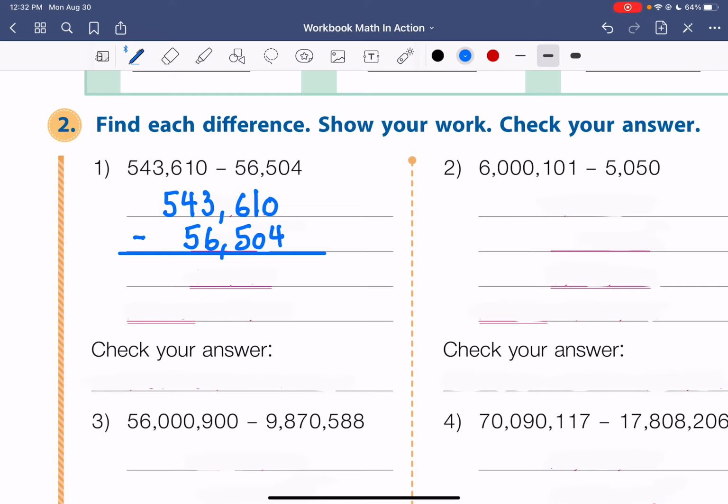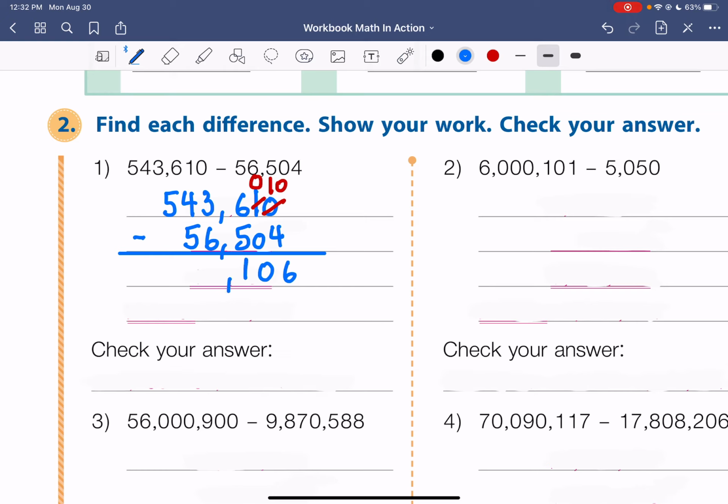So 0 minus 4 cannot, right? We're going to borrow from the 1. This is going to turn into 0. It's going to turn into 10. 10 minus 4, we get 6. 0 minus 0, we get 0. 6 minus 5, we get 1.